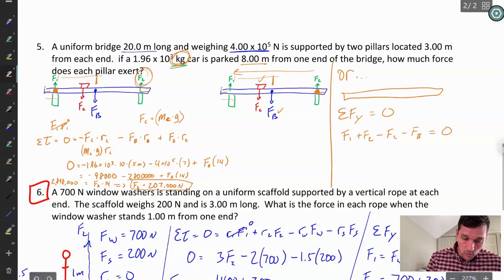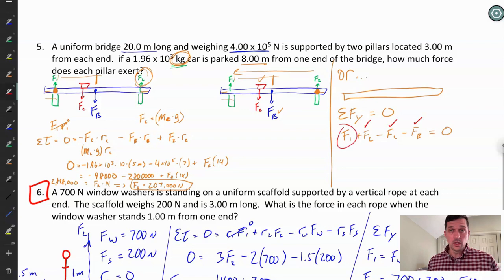And all of those up forces and down forces have to add up to 0. And so once we've solved the first half of the problem, we've solved for F2 already, and we know the force of the car and we know the force of the bridge. Well, that only leaves one thing left to solve. So arguably, once you've done torque once in this problem, you don't necessarily need to do it a second time, because you can rely on the sum of forces in a straight line adding up to 0.